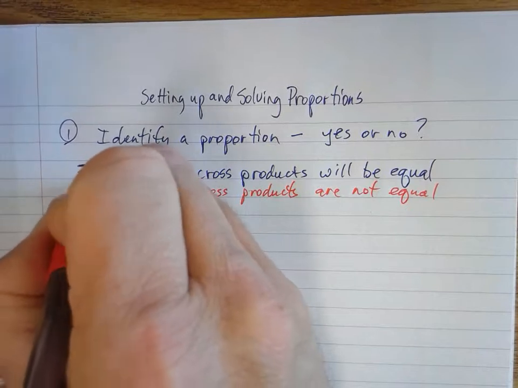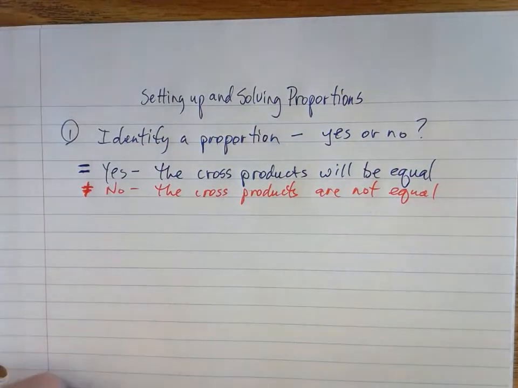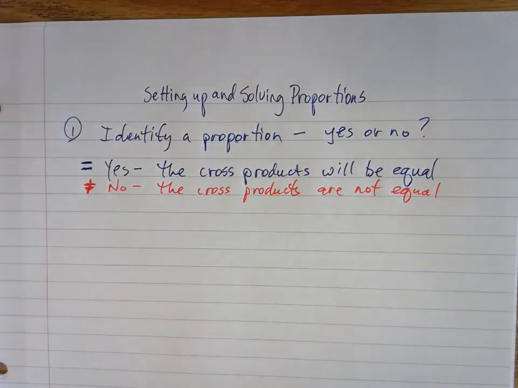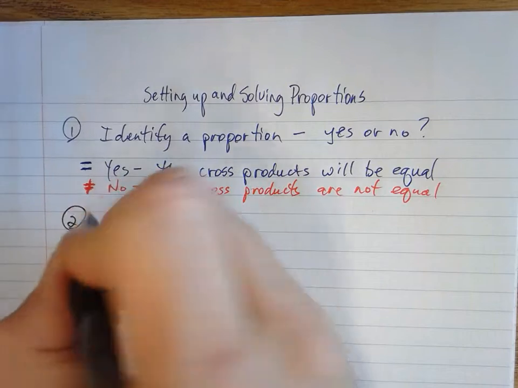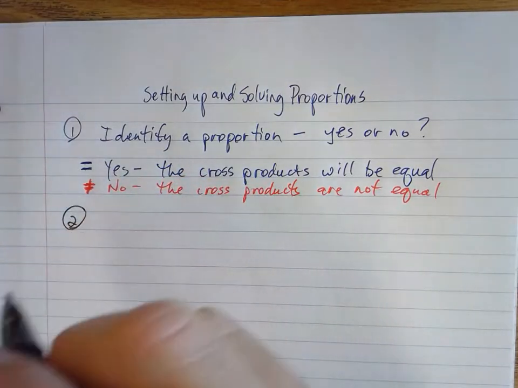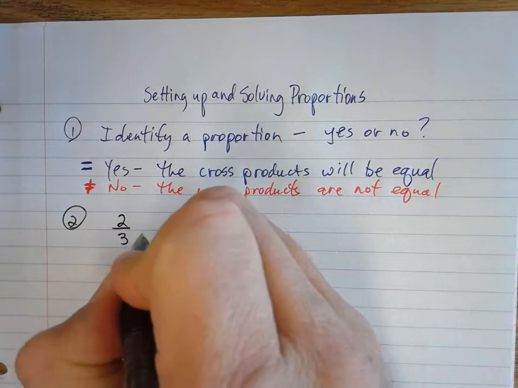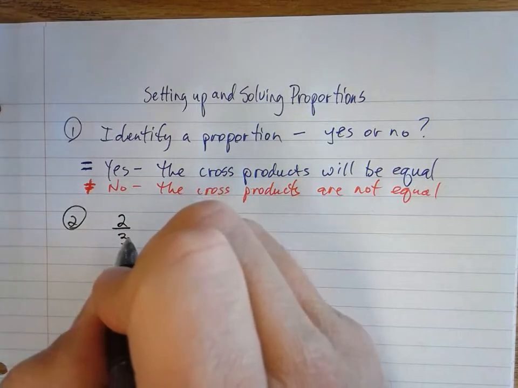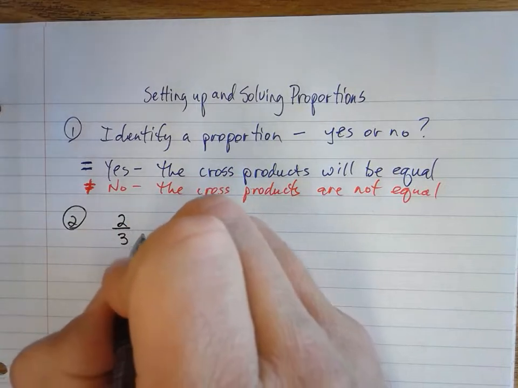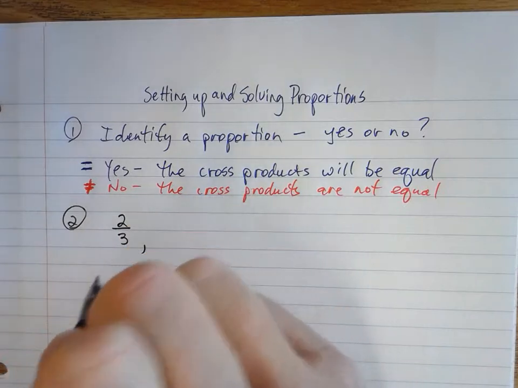So you can put your little equal with a slash through it like that if you want to, saying that's a no. Alright, so of course before you figure out cross products, you got to have a couple of ratios to actually compare and see how it works. So let's say we've got this pair. Let's say one of the ratios is 2/3, maybe 2 out of every 3 teeth had a cavity. Wouldn't that be awful? 2 out of every 3 teeth.